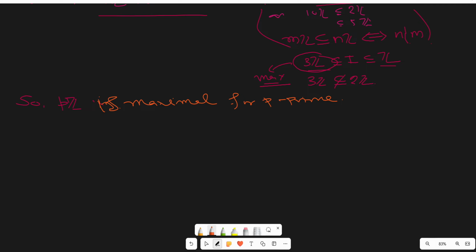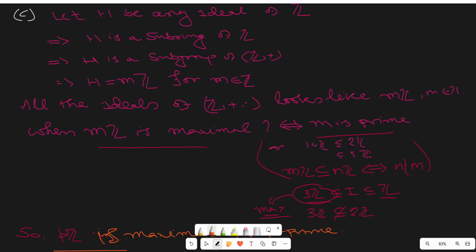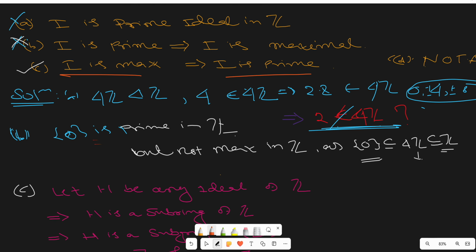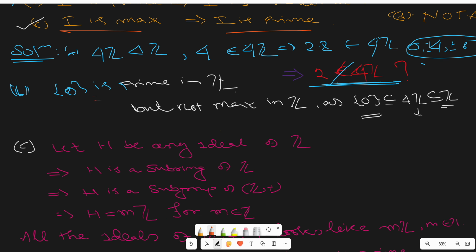Is pZ a prime ideal? pZ is a maximal ideal. So if pZ is a maximal ideal, does this imply that pZ is prime? This is the question. If I is maximal, does this imply I is prime?